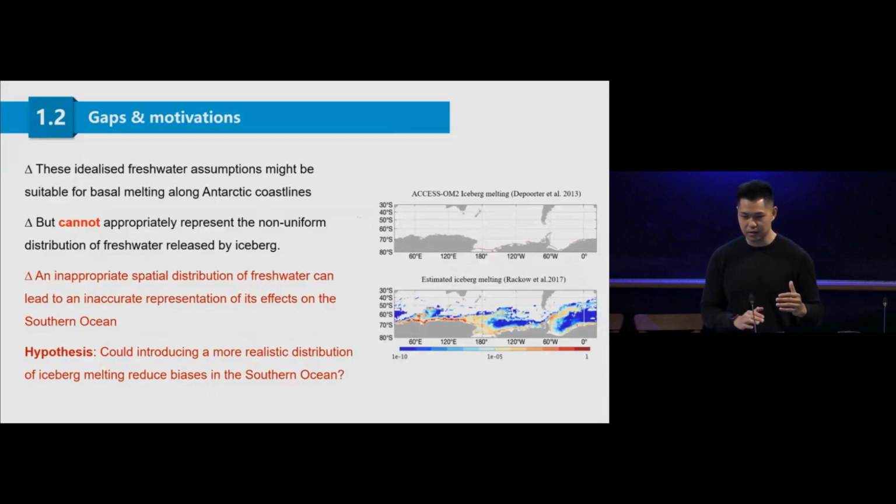As mentioned in the literature on freshwater experiments, an inappropriate spatial distribution of freshwater can lead to an inaccurate representation of its impact on the Southern Ocean. So one hypothesis naturally comes to mind: could introducing a more realistic distribution of iceberg melting reduce the bias in the Southern Ocean or not? This study will try to answer this question.